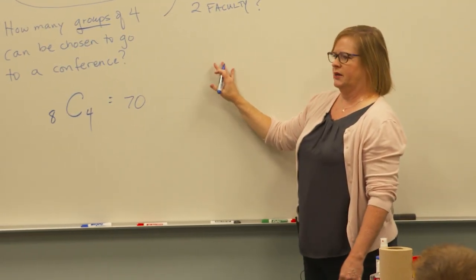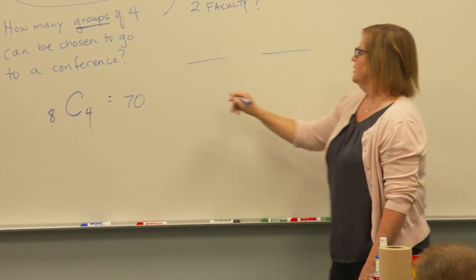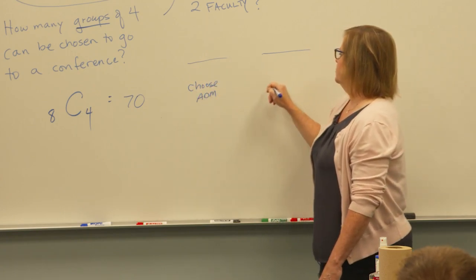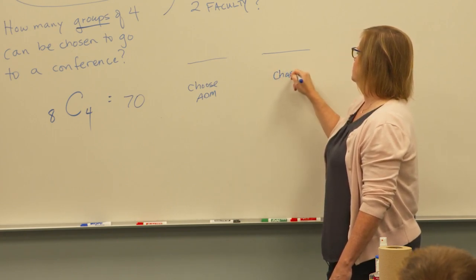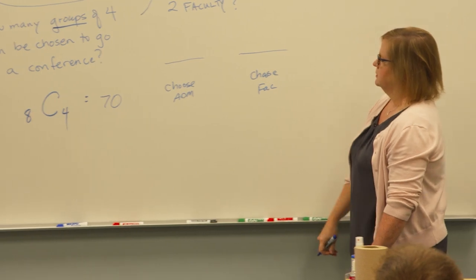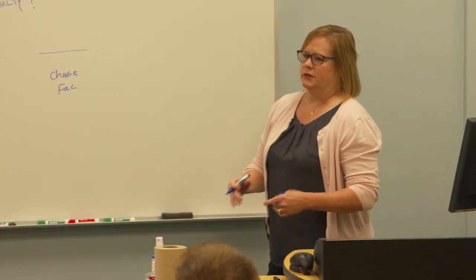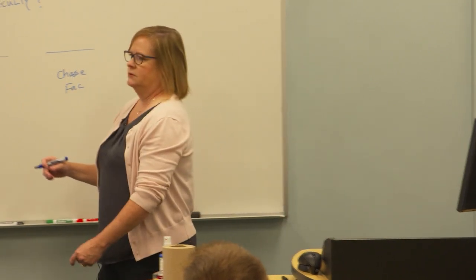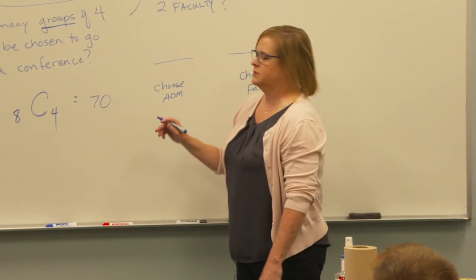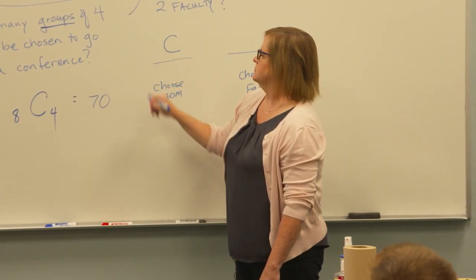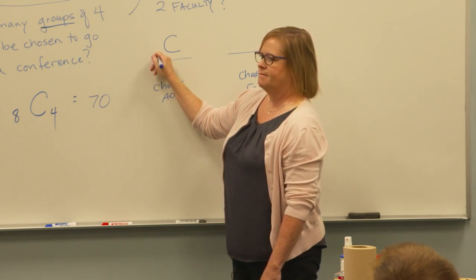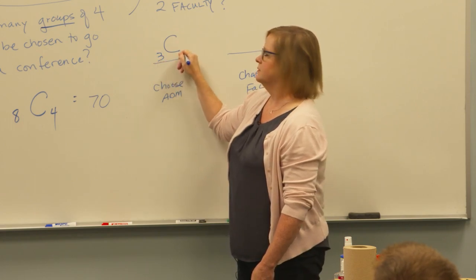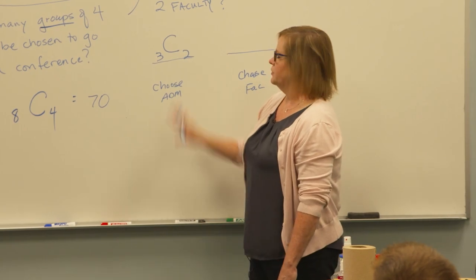So what you're going to do there is just break it up into 2 stages. Let's choose the administrators, and then we'll choose the faculty. Okay, so you've got your 3 administrators, and you need 2 of them. Do you care about the order? No, they're doing the same. They're just going to the conference. So combination, what do you think? How many administrators? 3. And we need 2. Yep. So you're going to deal with that first.